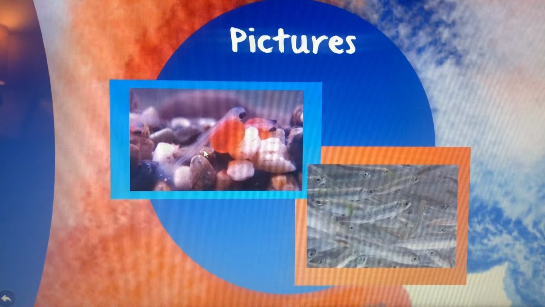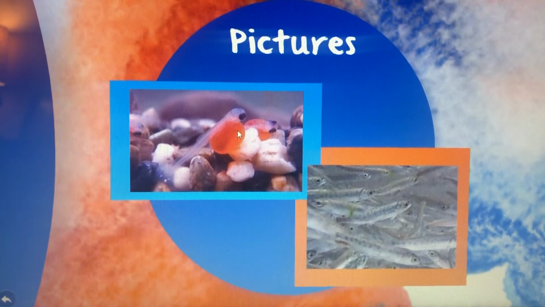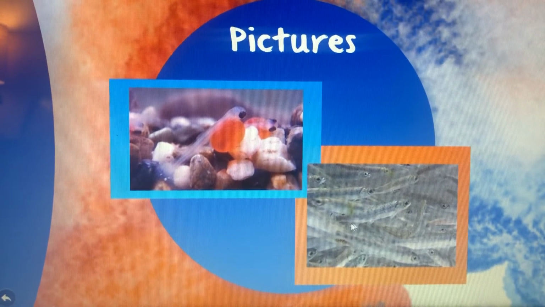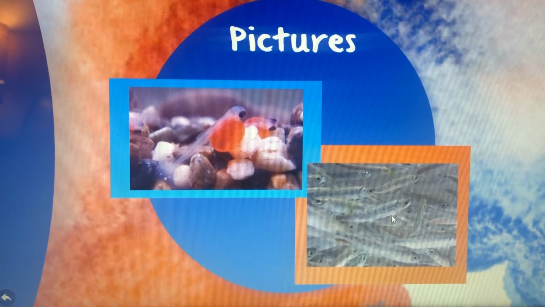So in this picture you see a fish with its yolk sac still attached, so that is where it gets its food from. And then once it reaches the second stage, the fry, this is how the fish will look after, and the yolk sac disappeared.